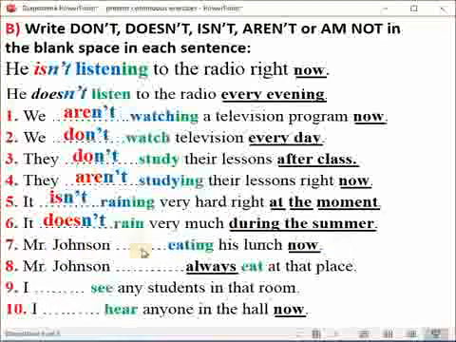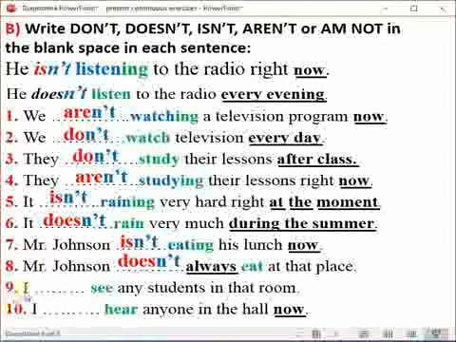Mr. Johnson is eating his lunch now. Here we have now, that's why we use the present continuous. And Mr. Johnson, it means he isn't eating his lunch right now. Mr. Johnson, here we have always, so it is a habit, so we're going to use the negative form of the present simple. So Mr. Johnson doesn't always eat at that place, and always it is a habit.